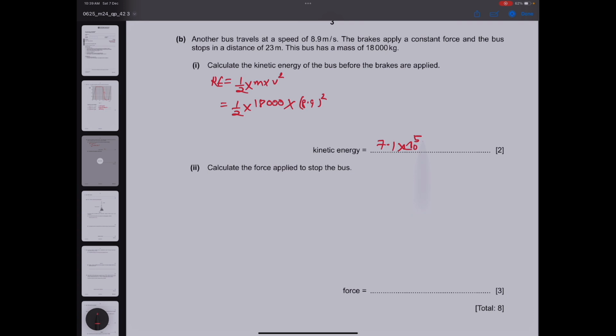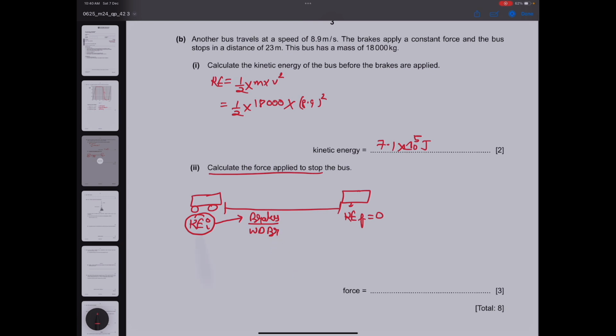Now, calculate the force applied to stop the bus. This is a good question, and I just wanted to visualize it a little bit. Initially, the bus had some kinetic energy, right? Then the brakes were applied, and now the bus has kinetic energy final, which is equal to zero. So just think about it. This initial energy completely got converted into the work done by the force from the brakes, because you can equate energy with energy, right? You cannot equate kinetic energy with force. You can equate kinetic energy with work done from the force.